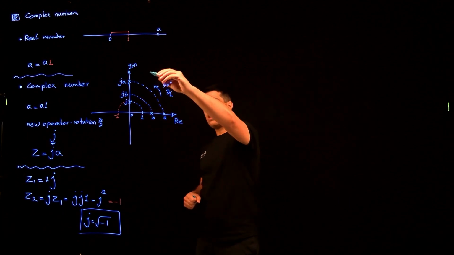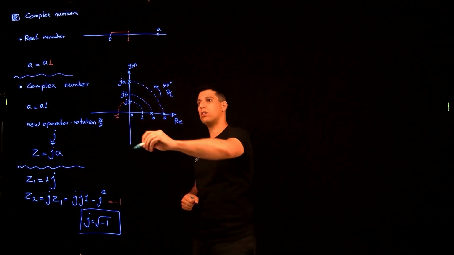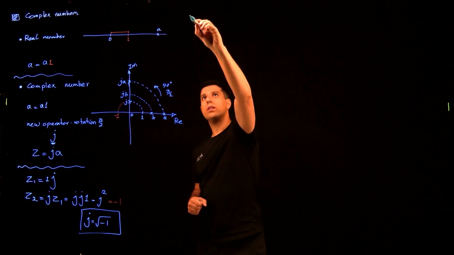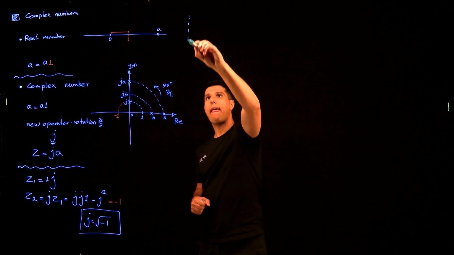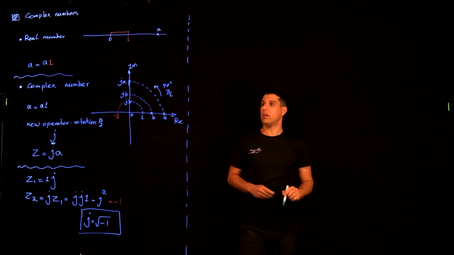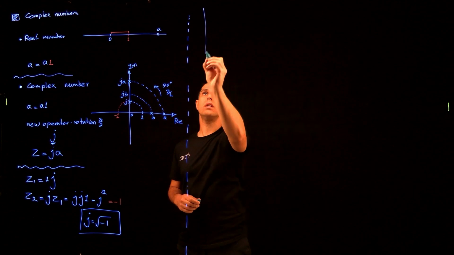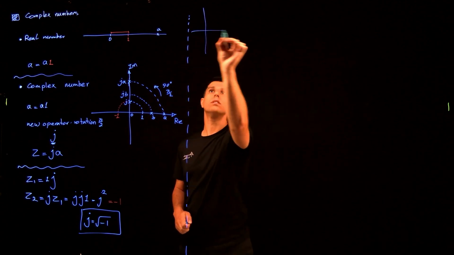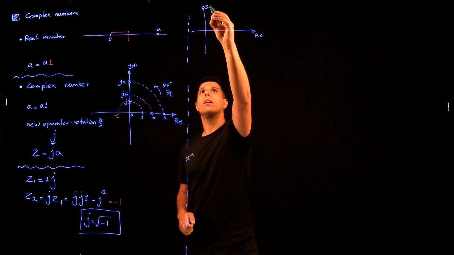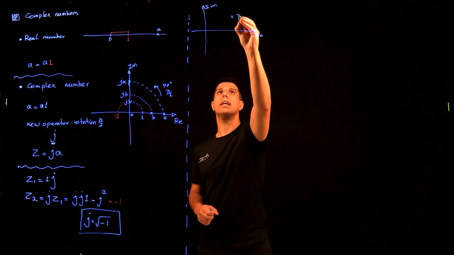So now we have covered all the points along the real axis, all the points along the imaginary axis. What we can do, and you have already seen it in vector algebra, let's start here. This is my real axis, imaginary axis, and I have a point here, Z.